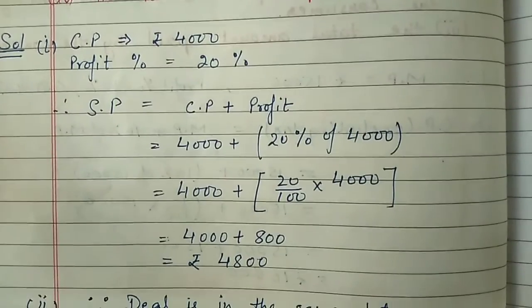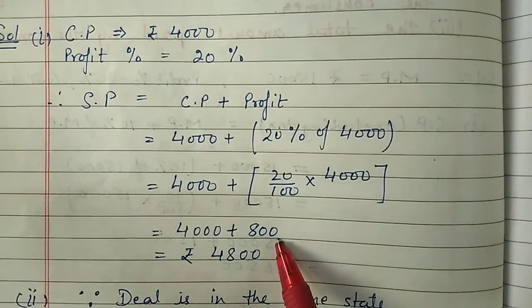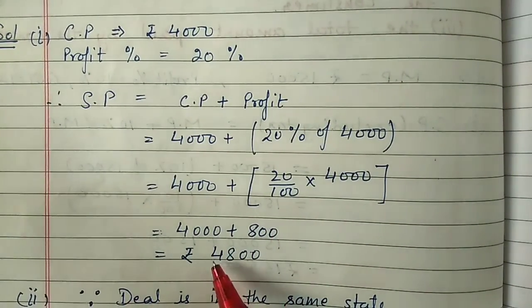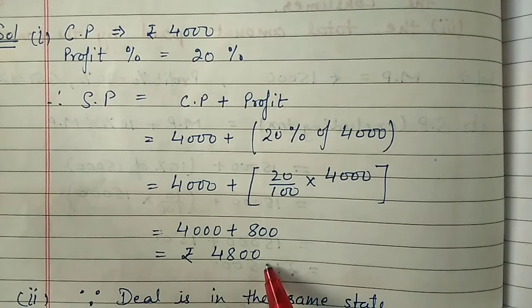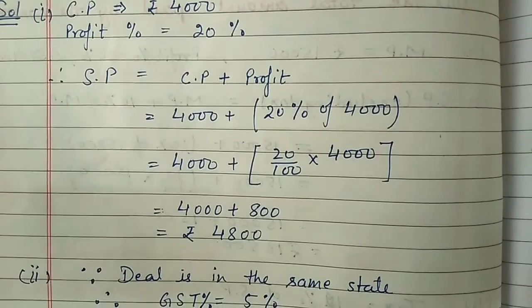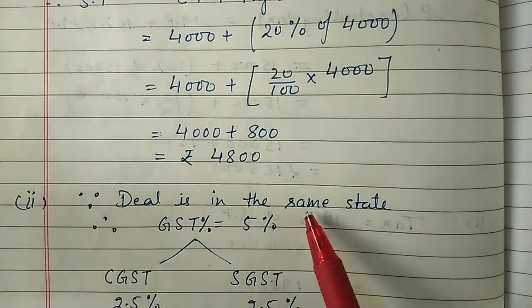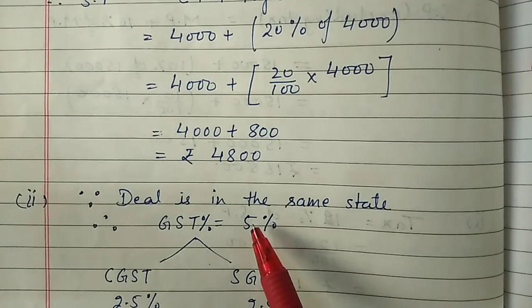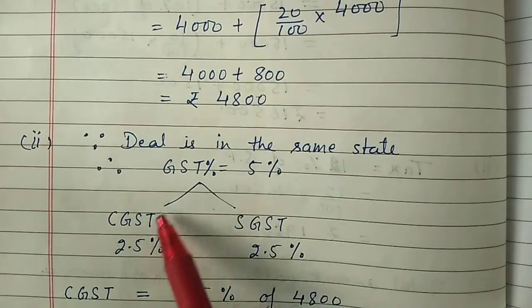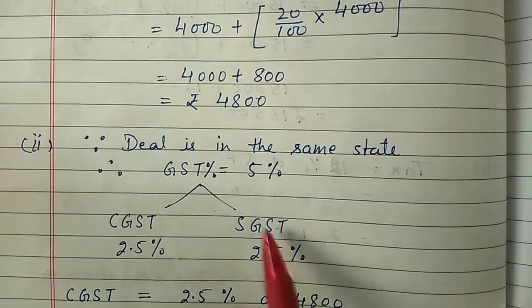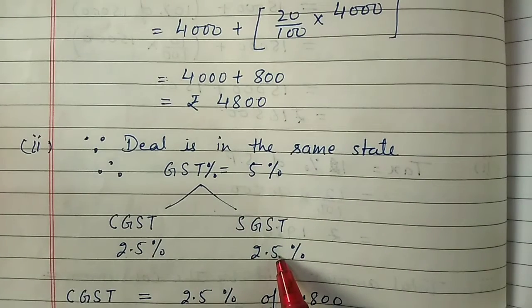So 20% of 4,000 is 800 rupees. So the total selling price here is 4,800 rupees without tax. Second thing, we have to find out the tax. Because here it is an intra-state deal within the same state, this 5% GST, 2.5% will go to the central government and 2.5% will go to the state government.